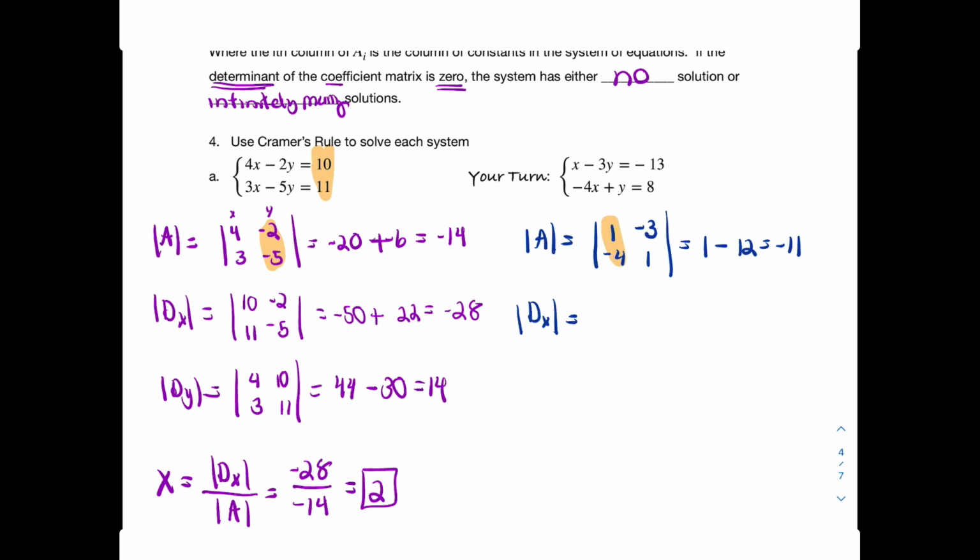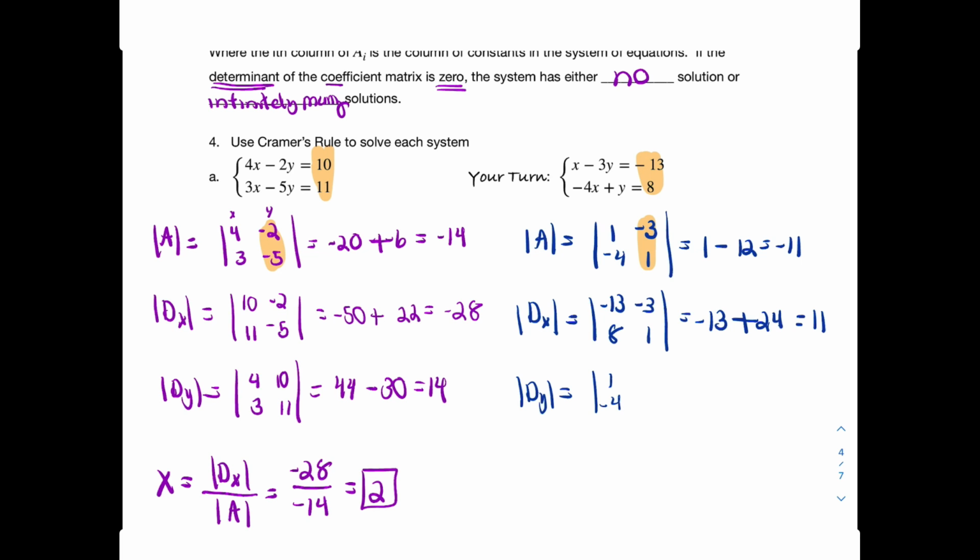Now we need to find the determinant of the x matrix. So remember, we're replacing the x column with our answers, keeping the y column the same, and then finding this determinant, which is equal to 11. Then we're going to find the determinant of our y matrix. So we're going to go back to our coefficient matrix, but this time replacing our y column with our answers, and finding its determinant by doing our diagonals down minus our diagonals up. And that gives us negative 44.